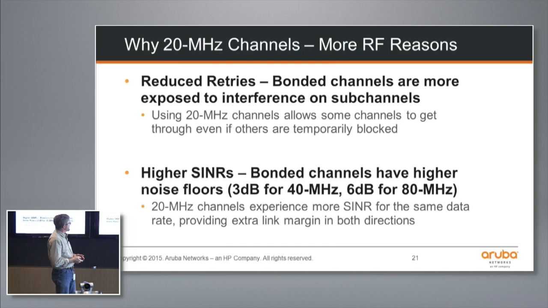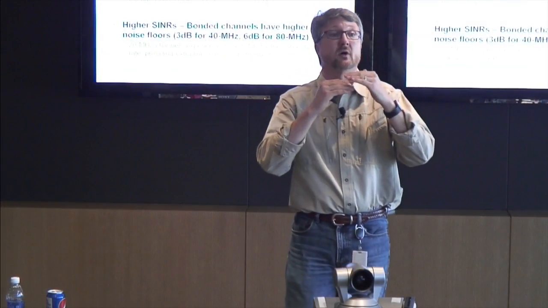Higher SINRs. When I use wider channels, one of the principles of radio is that for every doubling of bandwidth, my noise floor increases by 3 dB. At 80 megahertz channels, my noise floor is actually 6 dB higher. But my transmit power from the APs has not changed. And so the net effect is that my SINR at the client is basically being compressed, which is going to reduce my data rates, and that's going to slow the whole network down.